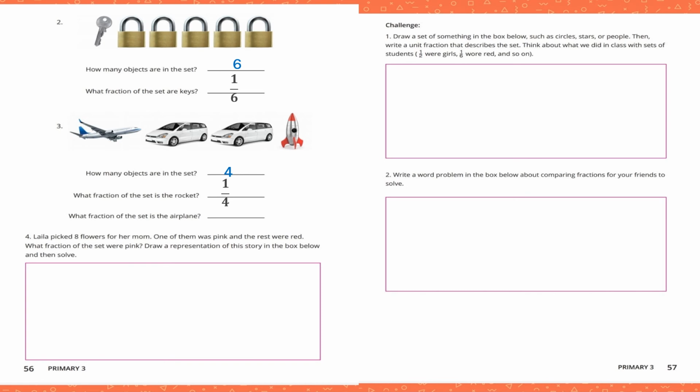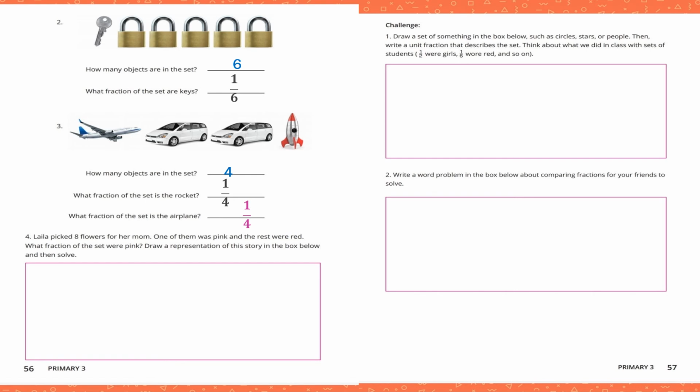What fraction of the set is the airplane? How many airplanes here? Just one. One out of what? Out of 4. So it's a quarter.